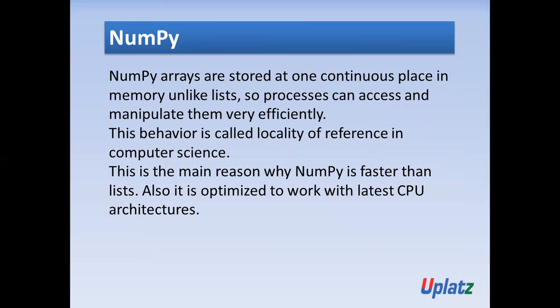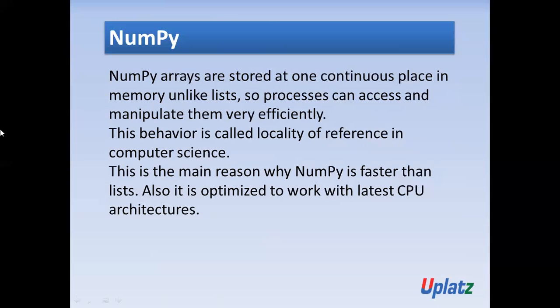NumPy arrays are stored at one continuous place in memory, unlike lists. So processes can access and manipulate them very efficiently. This behavior is called locality of reference in computer science. This is the main reason why NumPy is faster than lists. Also, it is optimized to work with the latest CPU architecture.